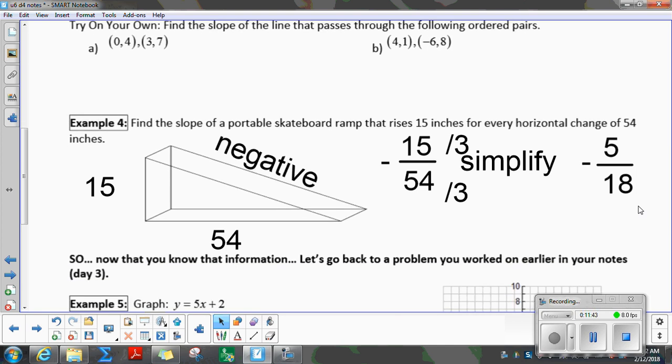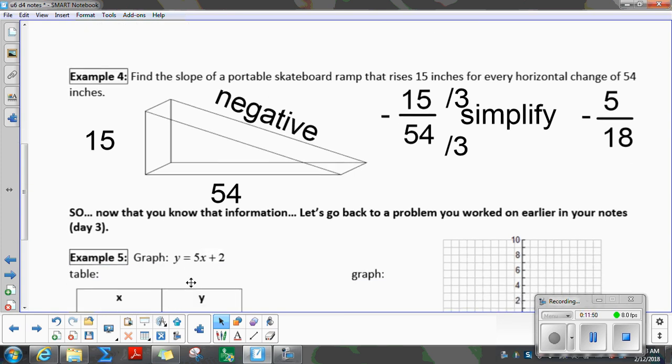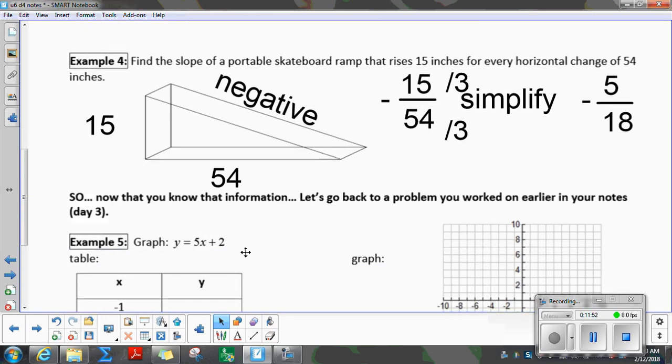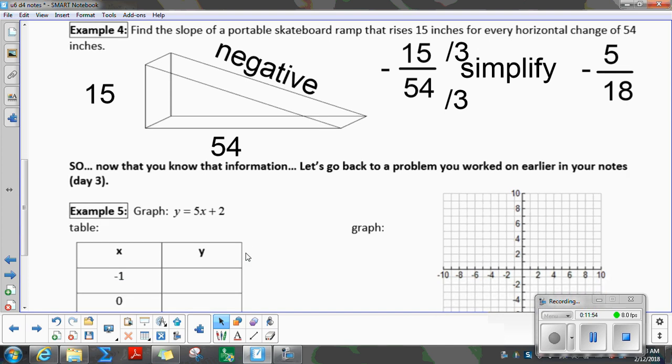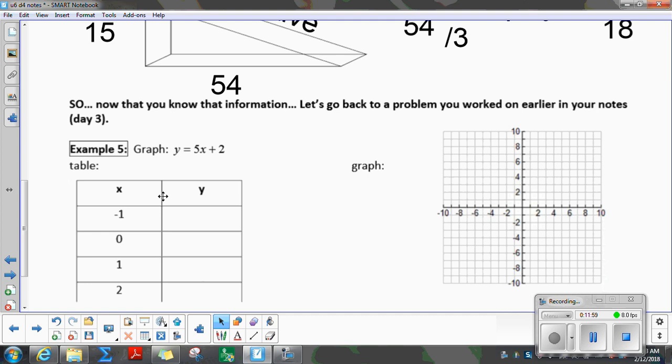So now that you've worked with slope a little bit, we can start applying it to other things that we did in our notes from day 3 specifically. So we're going to actually graph this equation. Okay? And we're going to do the same thing that we did before. We have the x values, and we're going to plug them in for the x here. So I take negative 1, plug it in, so 5 times negative 1 gives me negative 5, plus 2, I end up getting negative 3, that's my y. So I do that for all of them.